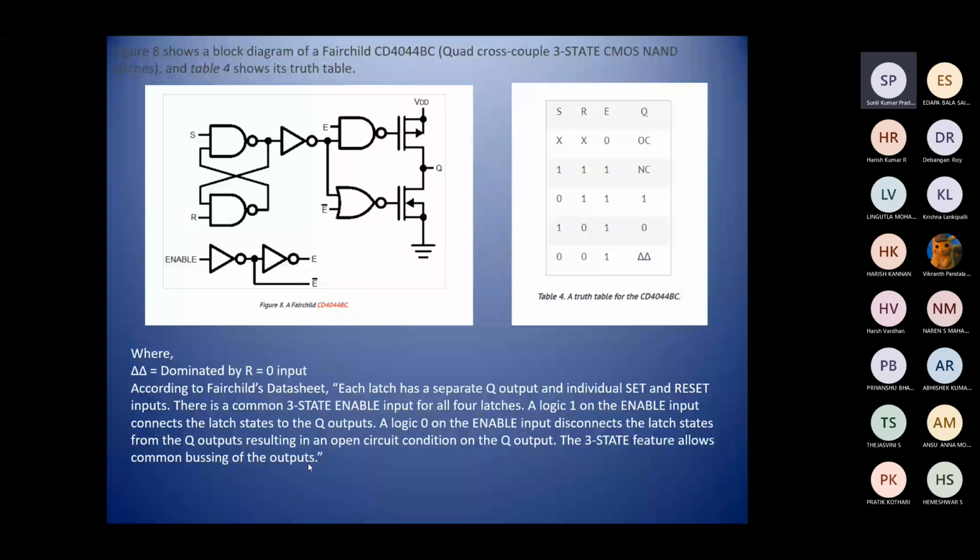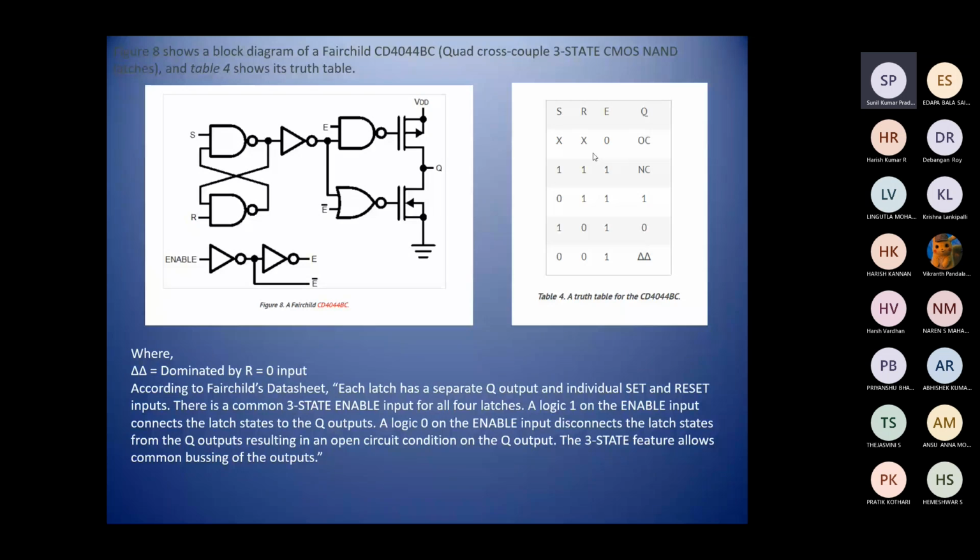Now this Figure 8 that we are seeing here is the block diagram of the Fairchild CD4044BC, that is the quad cross-coupled three-state CMOS NAND latches, and this Table 4 shows the truth table. As you can see here, we have the NAND gates with cross-linking of the outputs with each other, a NOT gate, and this NAND, NOR gate, and the PMOS and NMOS which we have. And this is the supply voltage and this is the output Q, and we get the truth table like this.